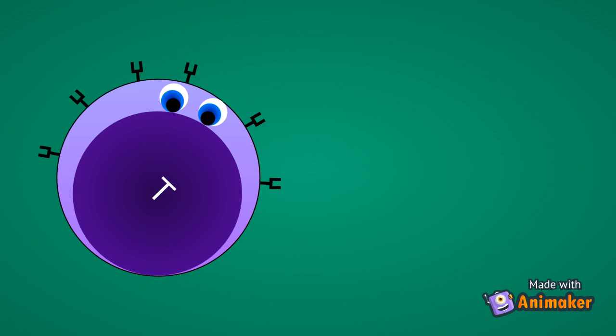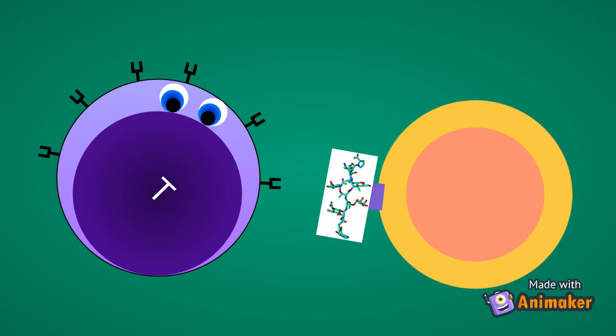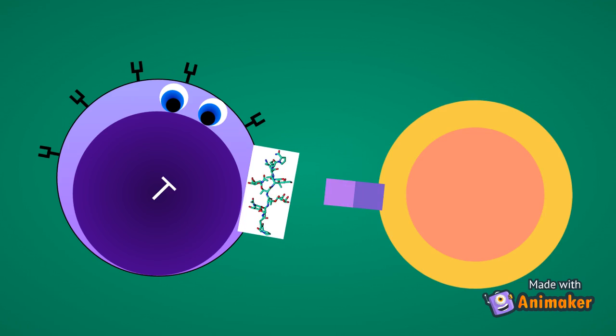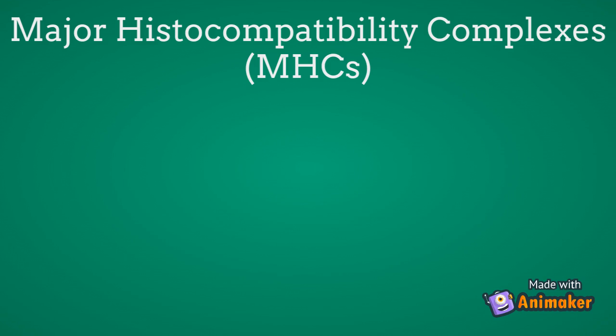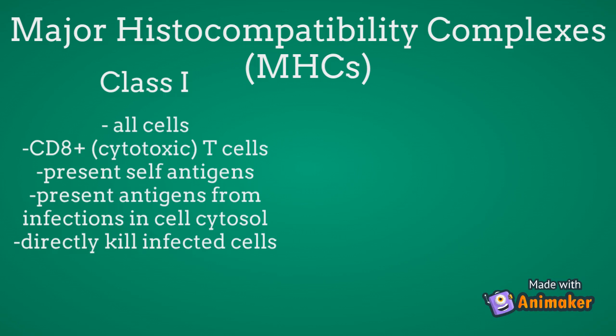T cells also create T cell receptors that recognize protein-based antigens that are presented to the T cells via MHC molecules. There are two types of MHC molecules that interact with T cells. MHC class I molecules are found on the surface of all your cells and interact with CD8 positive T cells or cytotoxic T cells. MHC class I molecules present to T cells both self-antigens and antigens from infections in the cell cytosol.